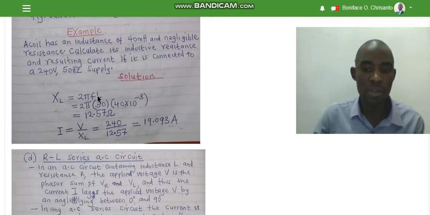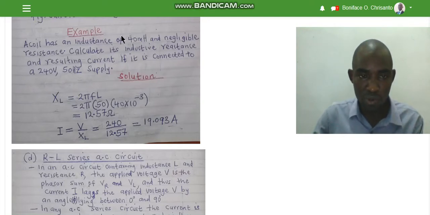Henries. If it is in millihenries, of course, you need to change it to henries. So you substitute the values. Remember, in the equation we have been given 50 as the frequency, we have been given 240 as the voltage. So you need to substitute, and we have also been given 40 millihenries as the inductance.